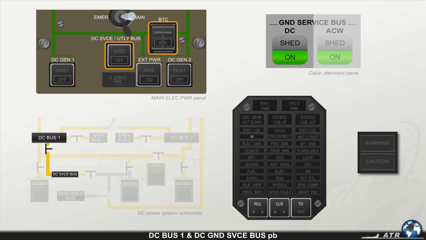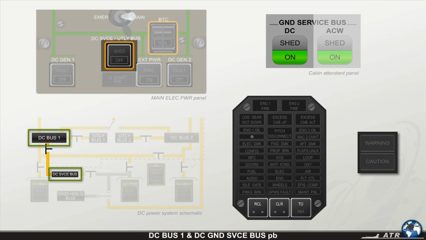The DC ground service bus push button on the cabin attendant panel controls the power supply to the DC service bus in two different ways, depending on the available power source. When the available power source is the DC bus 1, the DC service bus is only energized if the DC service and utility bus push button on the main electrical power panel and the DC ground service bus push button on the cabin attendant panel are both selected on.